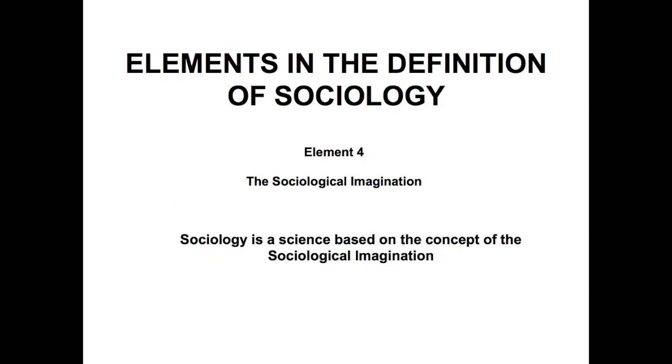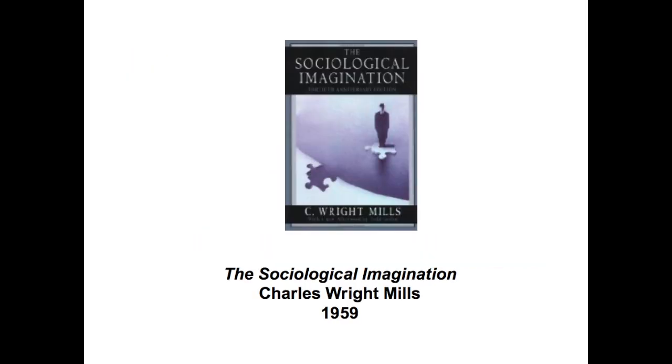Elements in the definition, element 4, sociological imagination. This is a statement or a phrase that you'll hear in every sociological book. Sociology is a science based on this concept of the sociological imagination. Note the next slide that gives us the person who did this. C. Wright Mills wrote this book, The Sociological Imagination, in 1959.